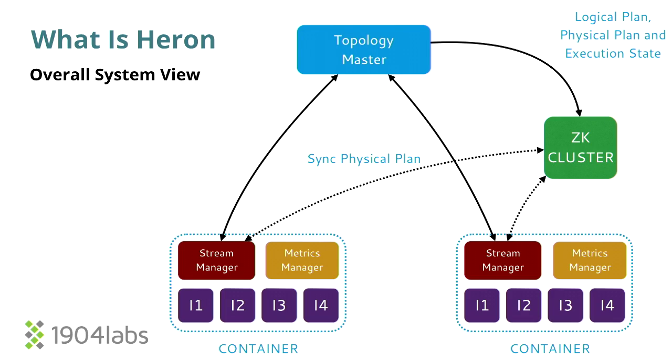Within those, you'll see a stream manager, a metrics manager, and these boxes, I1 through I4. Stream manager is used for inter-container communication and to register itself with the topology master. Metrics manager is used for debugging purposes for developers, and then I1 through I4 are those individual instances of the spouts and bolts that you've declared in your topologies.